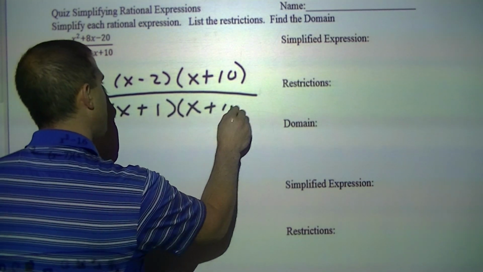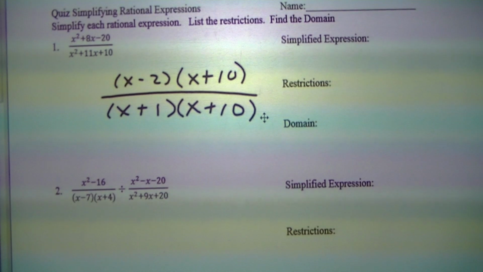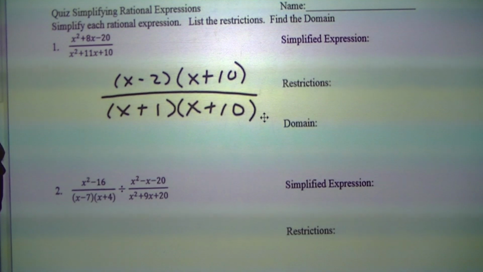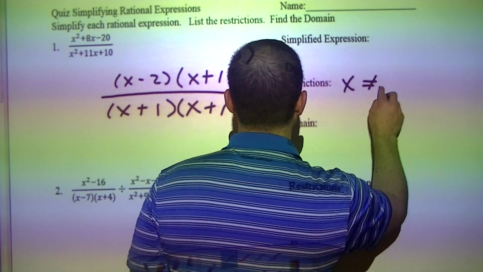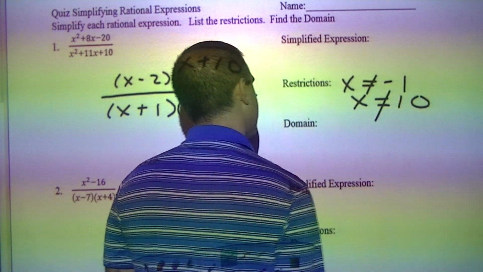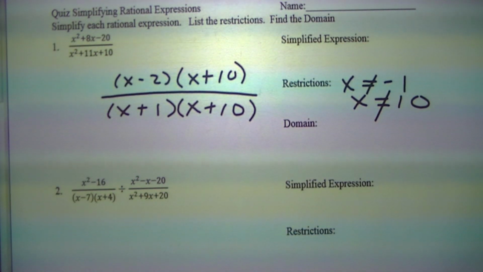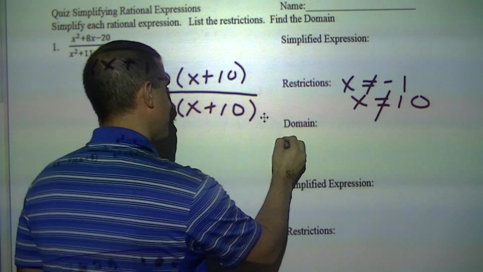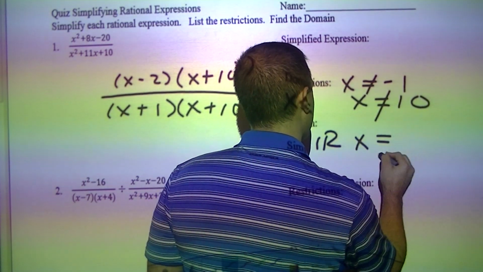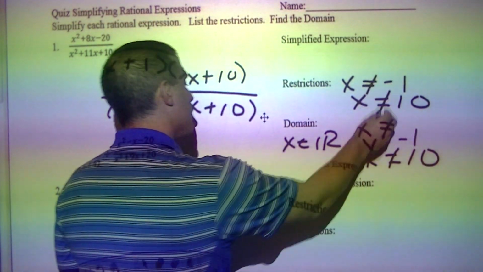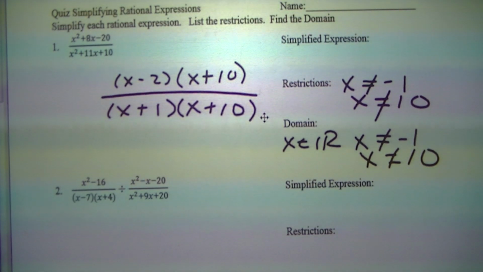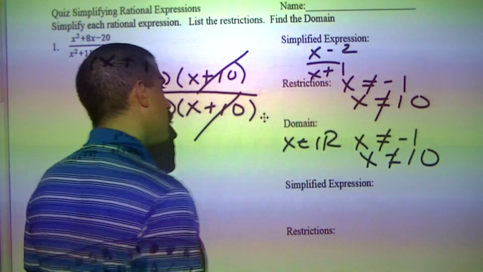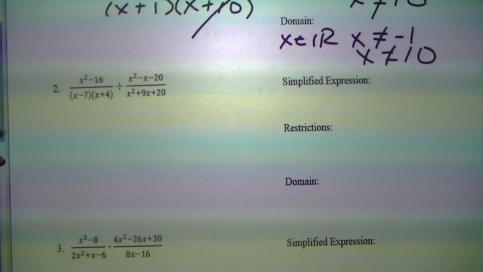Now, a couple tips for doing this. The restrictions are anything left in the denominator after you've reduced. So my restrictions here is x can't be negative 1, x can't be 10. So the domain is pretty easy. The domain is going to be all real numbers, except x can't equal negative 1 and x can't equal 10. So whatever your restrictions are, that's what you make your domain. To get the simplified expression, I can cross off those two, and I'm left with x minus 2 over x plus 1.